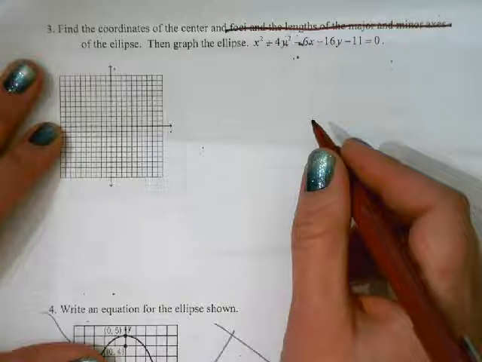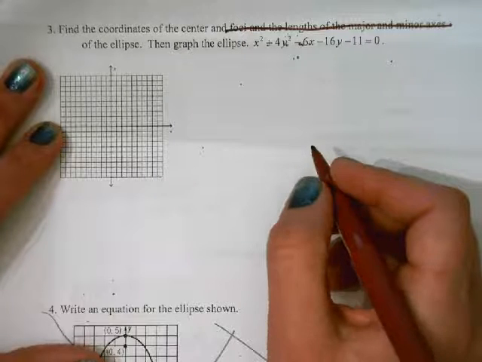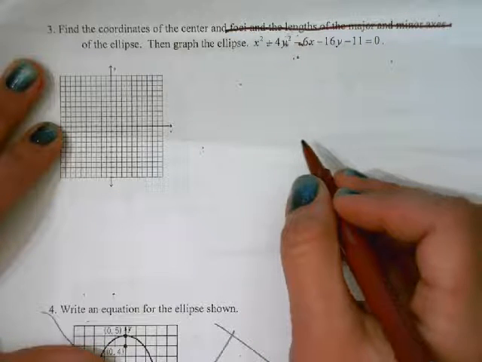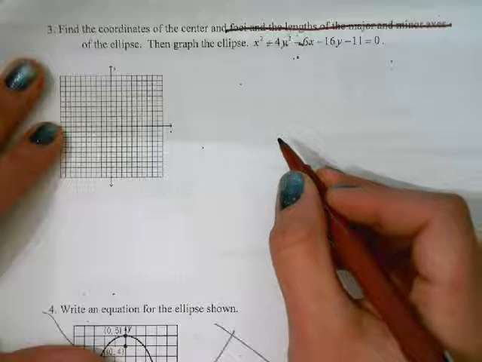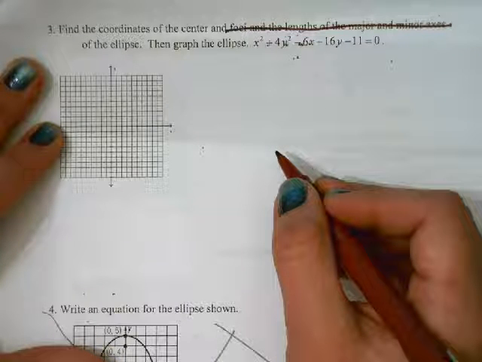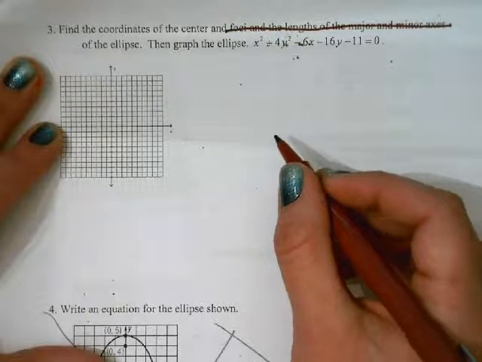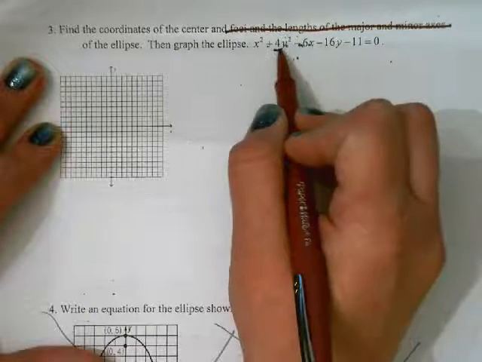What'd you do with circles? What'd we do with parabolas? Complete the square. Perfect. Thanks, Griffin. When we complete the square, how many times are we going to have to complete the square with this guy? Twice. Thank you, Zoe.